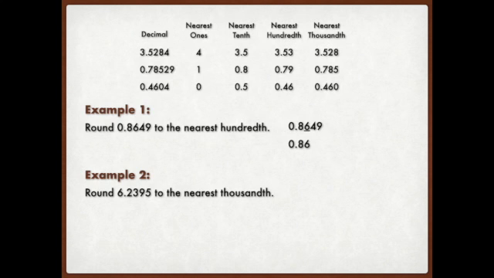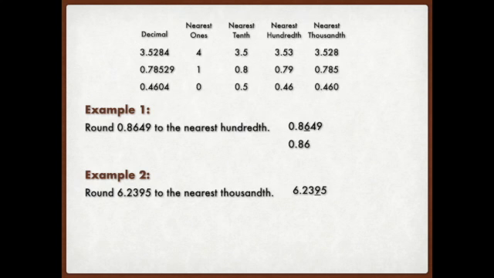Let's round 6.2395 to the nearest thousandth. So 6 is the ones place, 2 is the tenth, 3 is the hundredth, 9 is the thousandth. So I'm going to look at the 5. I'm going to underline the 9 and look at the 5.